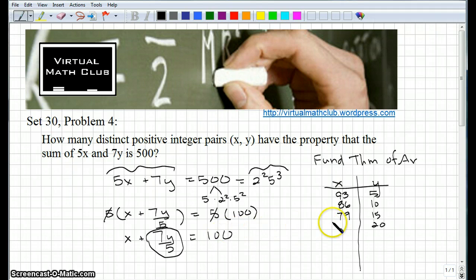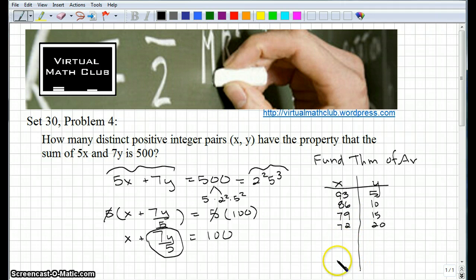And we'll do one more. So 20 over 5 is 4, times 7 is 28. If we subtract 28 from 100, then we end up with 72. Okay, so that gets us started. Now we can keep going.